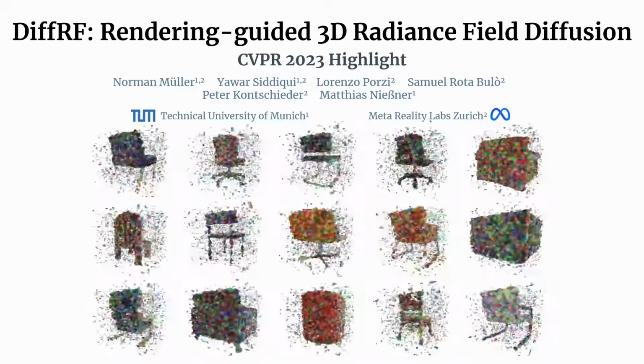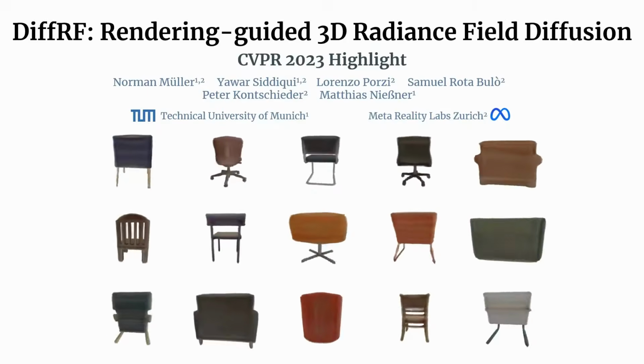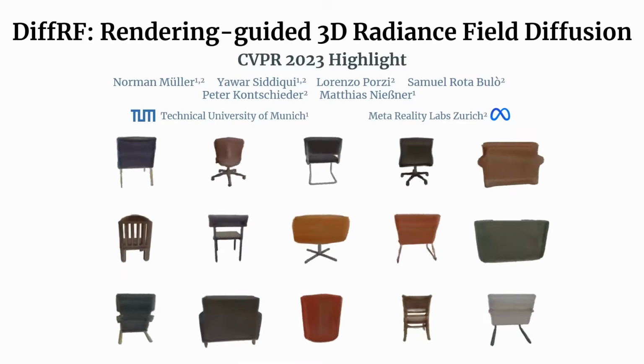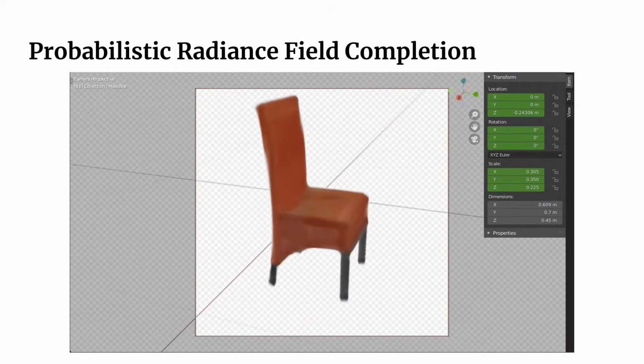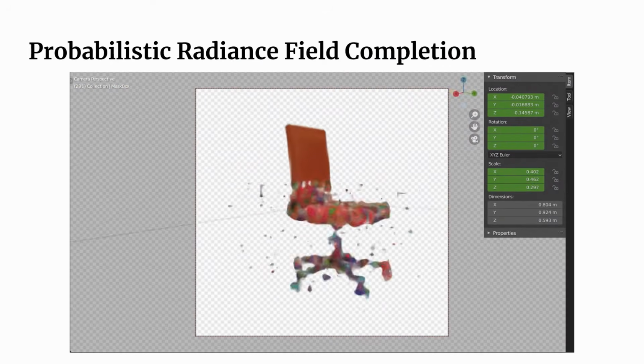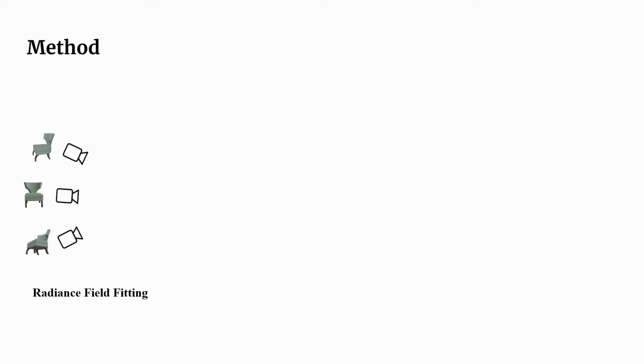We present diff-RF, a novel approach for 3D radiance field diffusion with rendering guidance. In contrast to existing diffusion-based methods, we operate directly on radiance fields, enabling unconditional synthesis and novel conditional tasks like masked radiance field completion using the strong synthesis prior learned by our model.